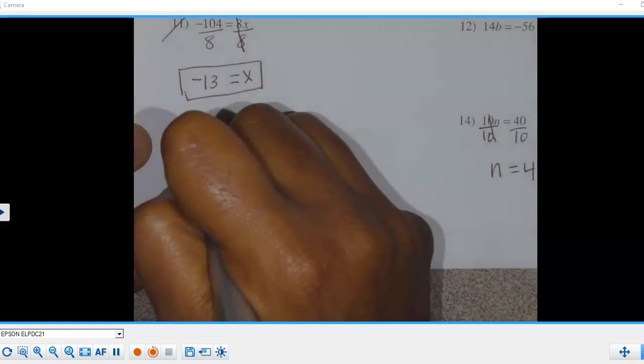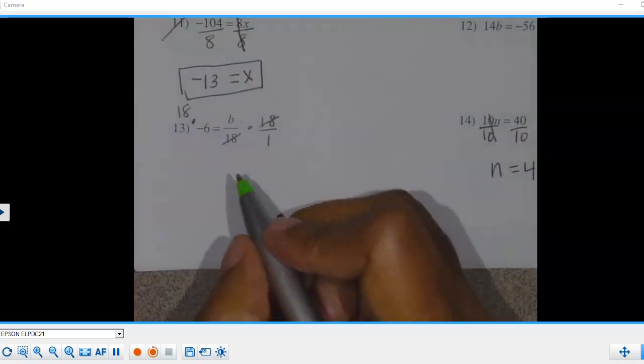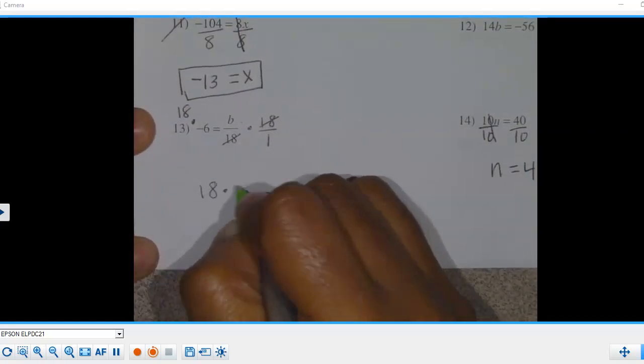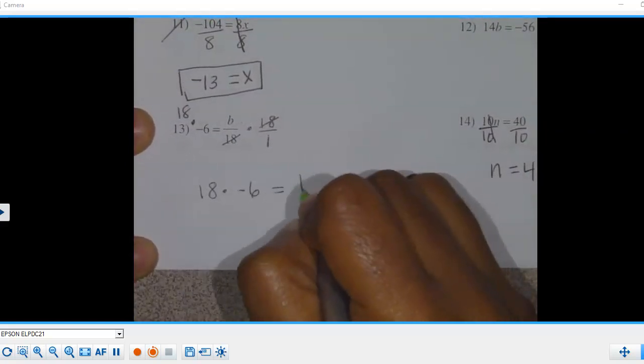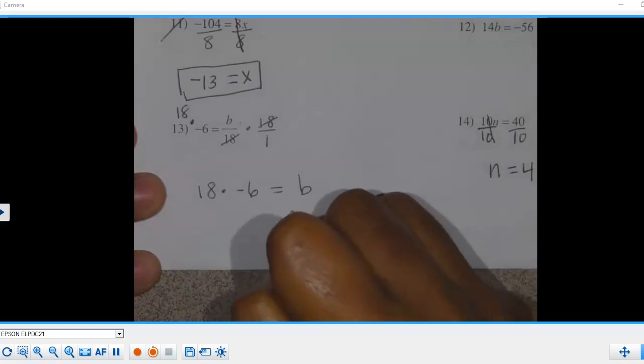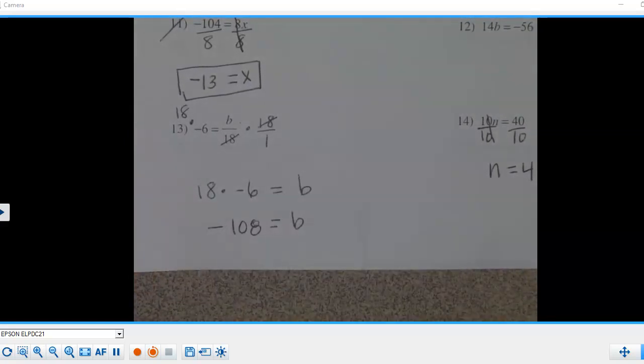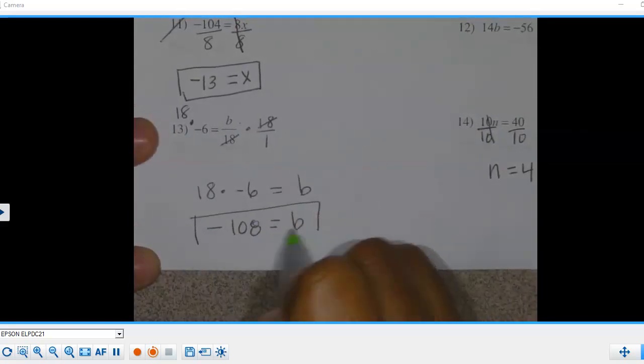And then over here, I have to multiply by 18. So again, I'm going to write that a little bit better. 18 times negative 6 is equal to b. And so negative 18 times 6 is negative 108. So b equals negative 108. That's it. And you can check yourself.